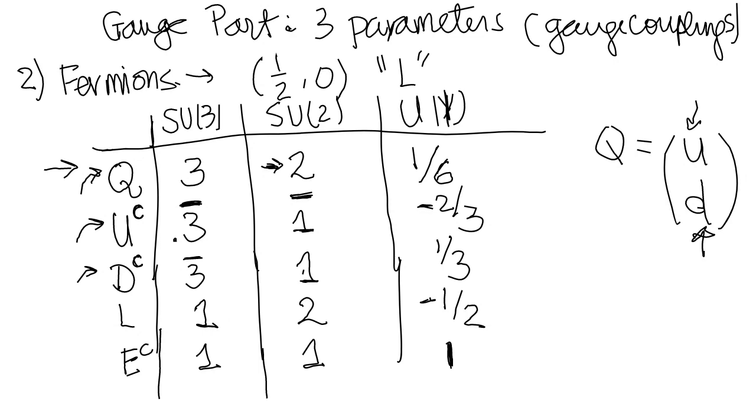So where's the left-handed electron? Well, the left-handed electron is annihilated by fields in L. So L, we see here, is an iso-doublet, a weak doublet.